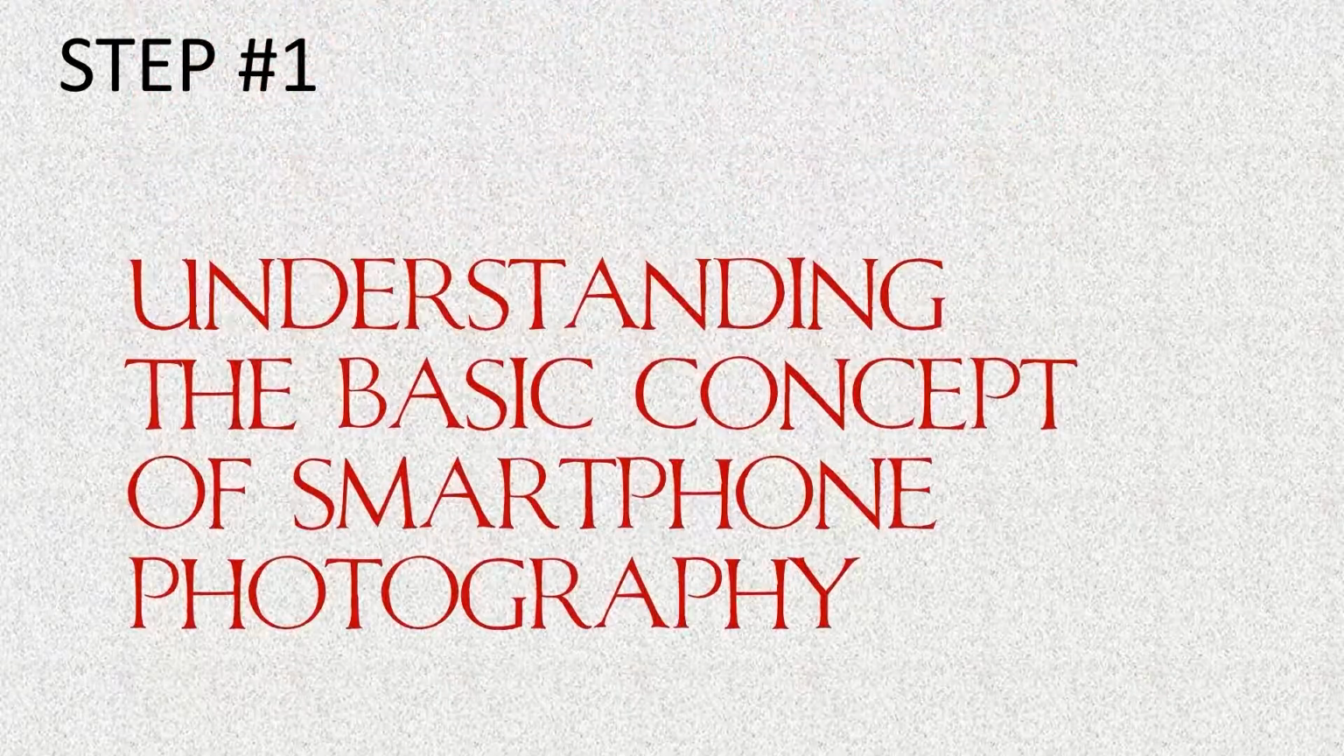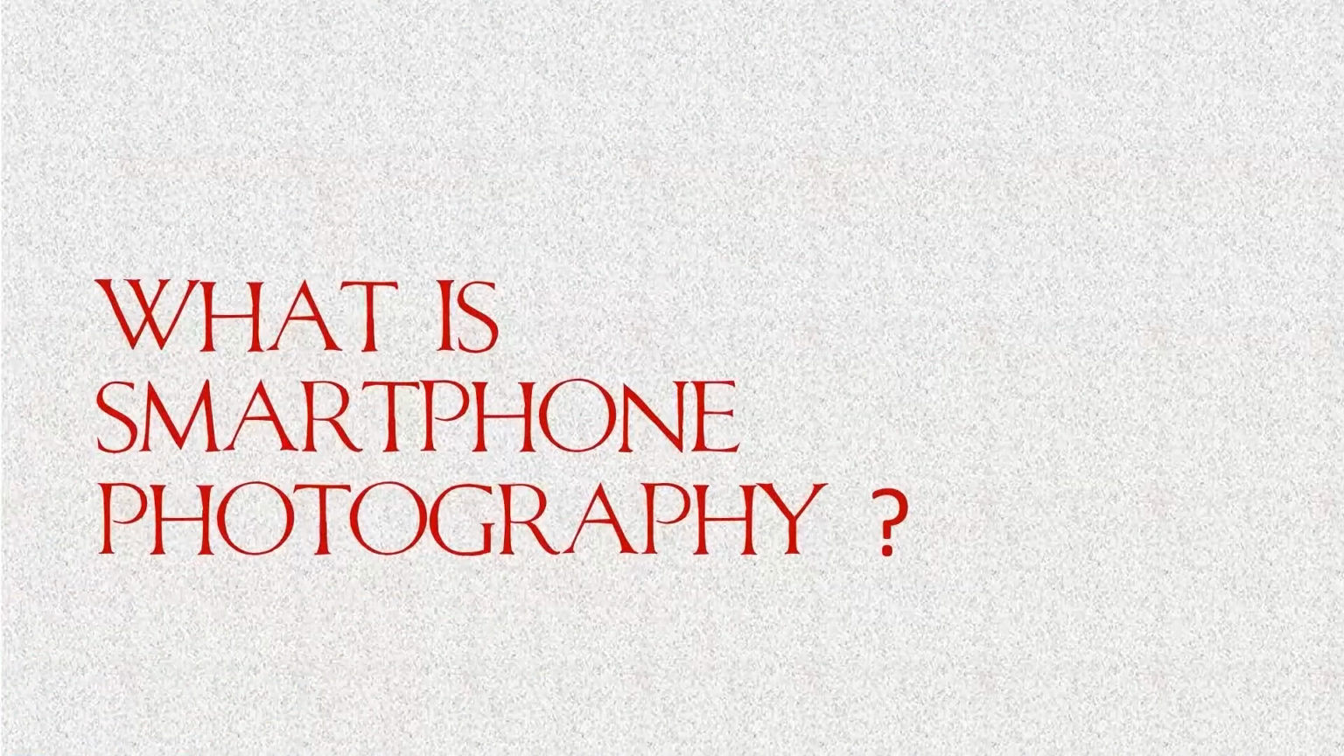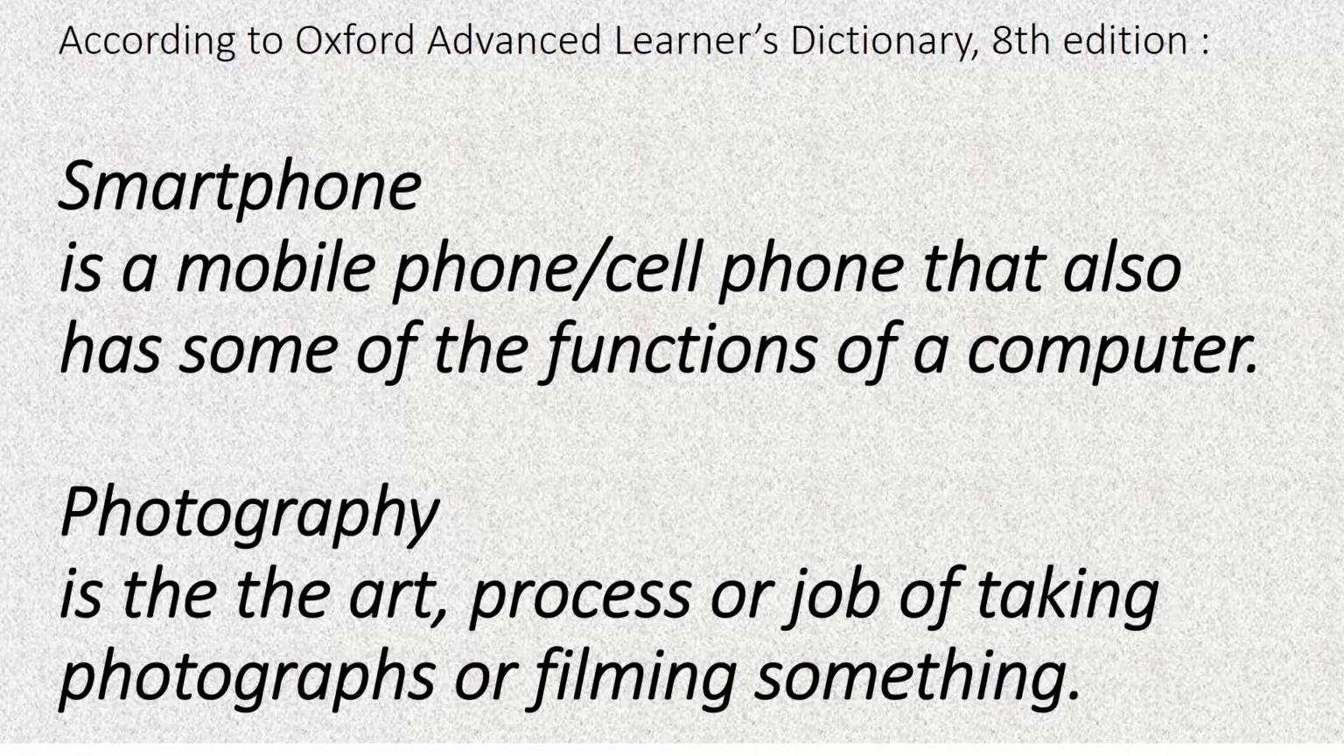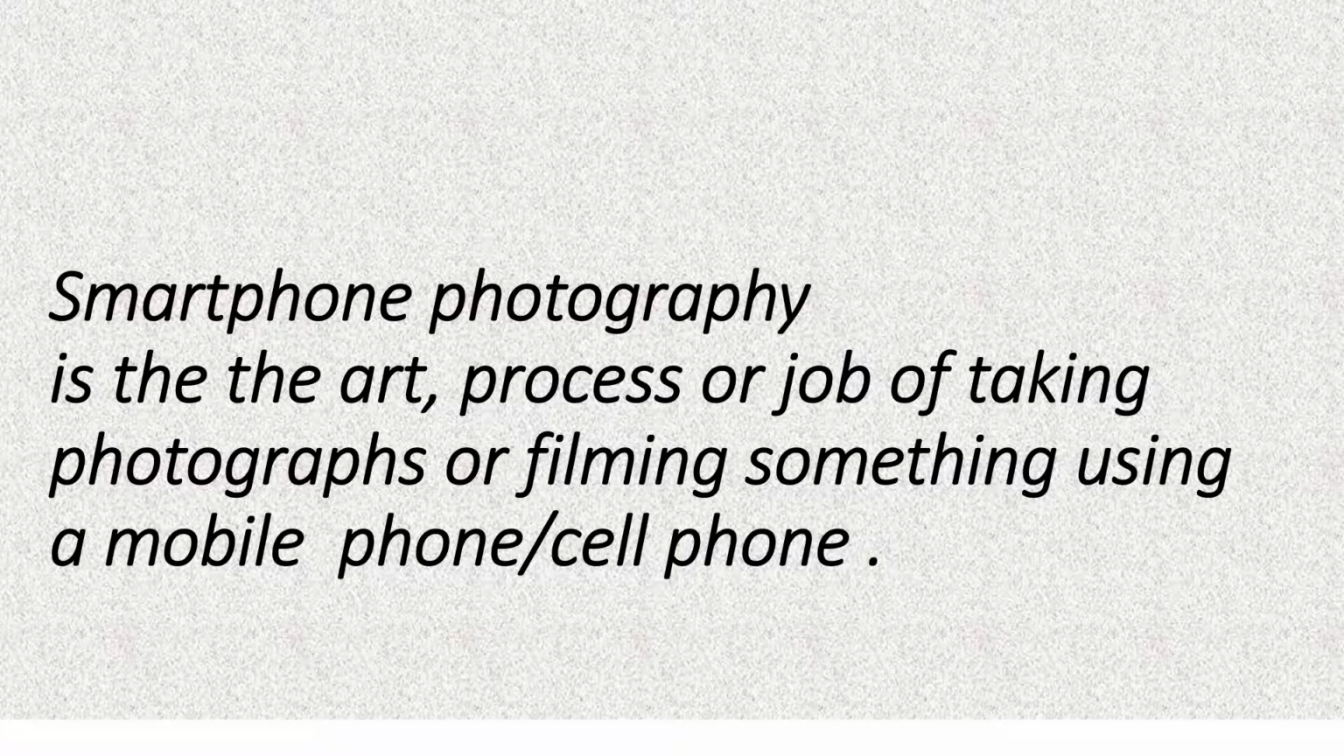Let's begin with step 1. Understanding the basic concept of smartphone photography. What is smartphone photography? Let's find out the simple definition so it will be easy to remember. A smartphone is a mobile phone or cell phone that also has some of the functions of a computer. Photography is the art, process, or job of taking photographs or filming something. So, we can conclude that smartphone photography is the art, process, or job of taking photographs or filming something using a mobile phone or cell phone.